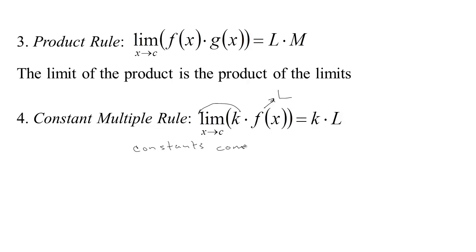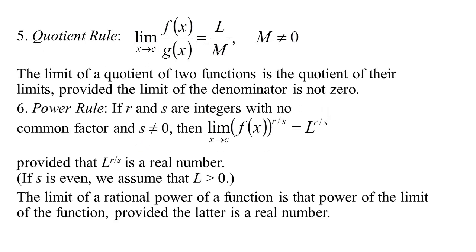What was I trying to write? Constants come through limits. Good. Two more. A quotient rule.